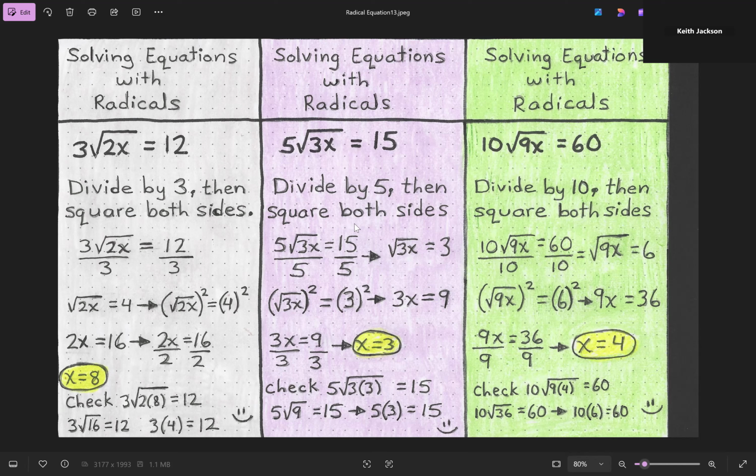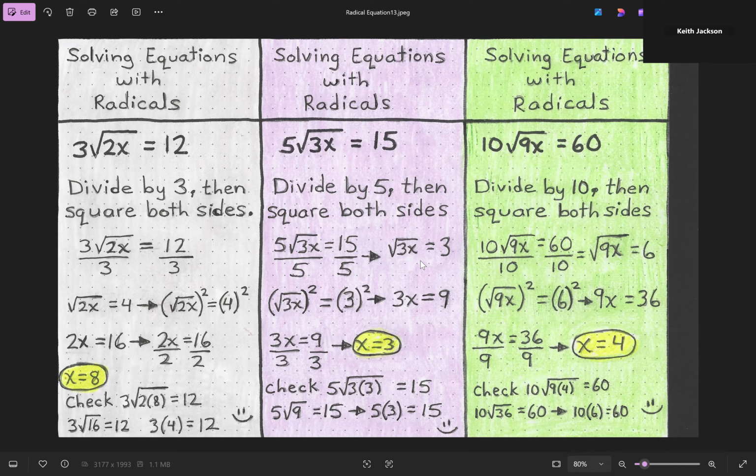Let's move on to the second big example in which we have 5 times the square root of 3x is equal to 15. In this case, we're going to divide by 5, because we want to get that variable as close to being alone as possible. When we divide by 5, these 5s cancel out, and the square root of 3x is equal to 3, because 15 divided by 5 will give us 3.